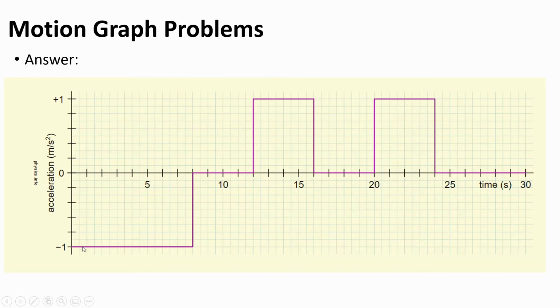And here's your answer. So right here we have negative 1. Then we see the acceleration jumps to 0, goes back up, and you can rewind the video and compare the graphs.